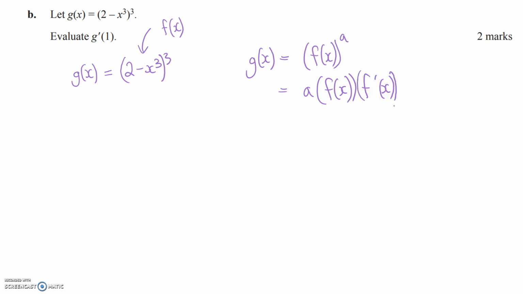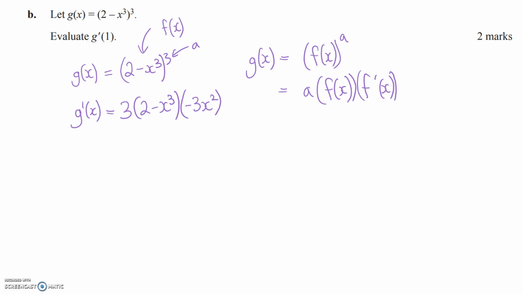All right? Now that might look a bit dodgy, but when you apply it in this question, you'll see it doesn't work out so badly. So in this case, this is my a. All right, so the way that this is going to work, g dash of x is equal to 3 multiplied by the original function, which is this, multiplied by the function differentiated that's inside that bracket, which in this case is just going to be negative 3x squared.